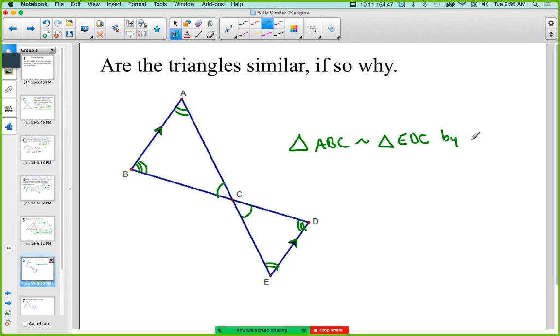By, here's where you need to be careful. Even though we have all 3, you only need to write 2. Because the postulate's only angle, angle. If I write angle, angle, angle, I'm naming something that is incorrect. Okay, so we want to name it correctly. So we'd want to say angle, angle to represent the angle, angle similarity postulate.